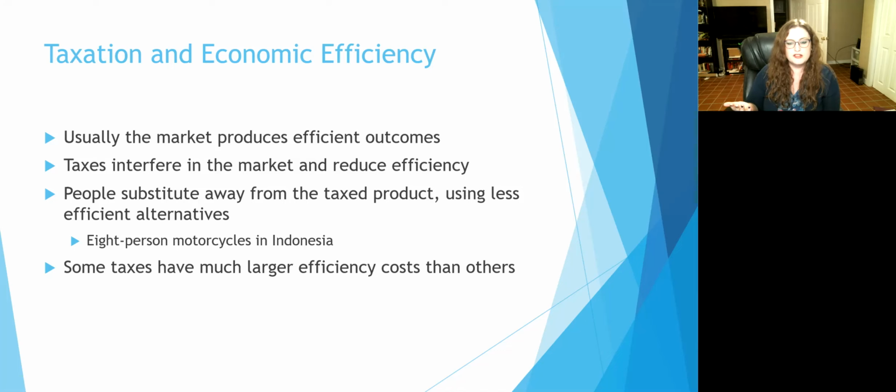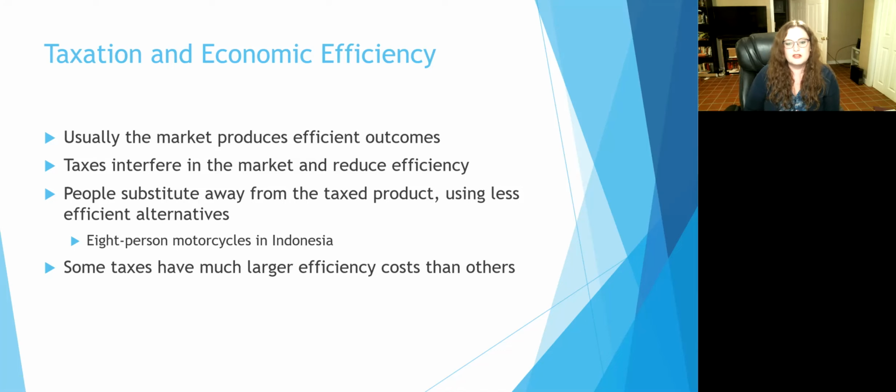We're making it more costly for either the supplier or for the person who's consuming the good, and it's going to shift that supply and demand curve and get us from our efficient equilibrium of where we would be in society. People tend to substitute away from taxed products. They use less efficient alternatives. For example, 8-person motorcycles in Indonesia.